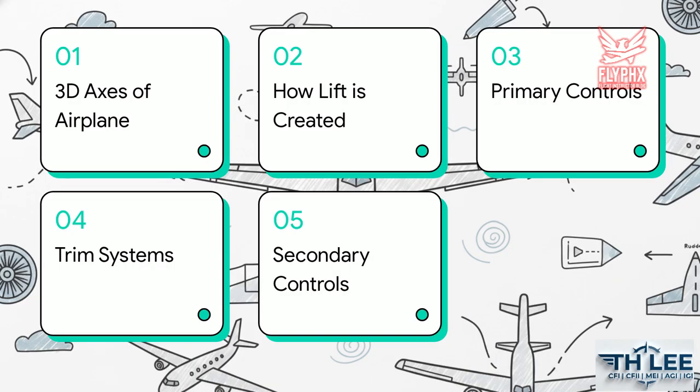Okay, here's our flight plan for today. First, we'll cover the 3D axes of the airplane, followed by exactly how lift is created. Then we'll get into the primary controls, trim systems, and wrap things up with secondary controls.